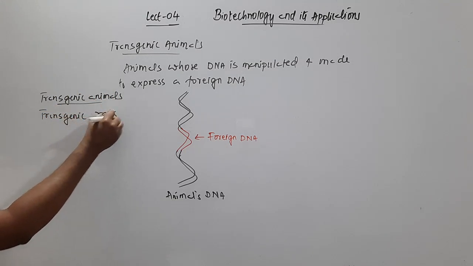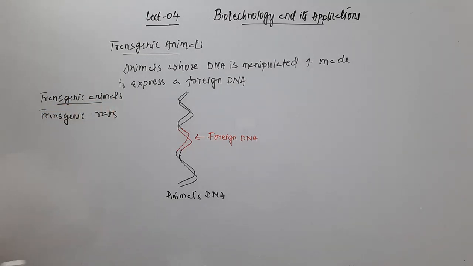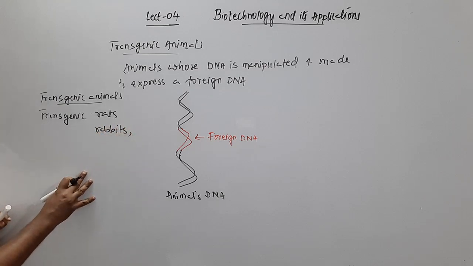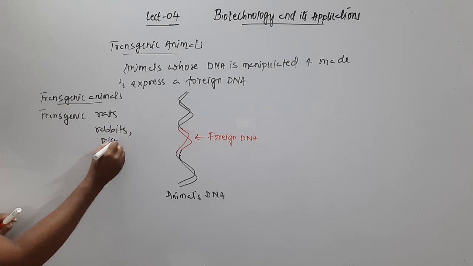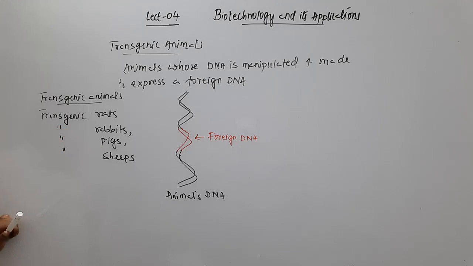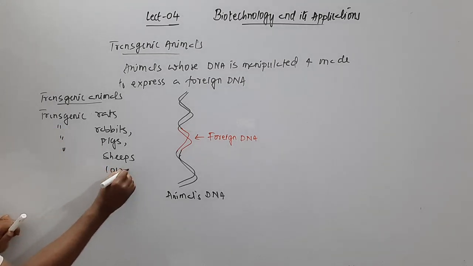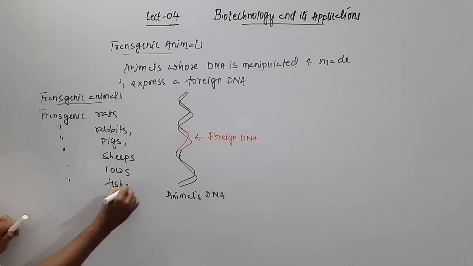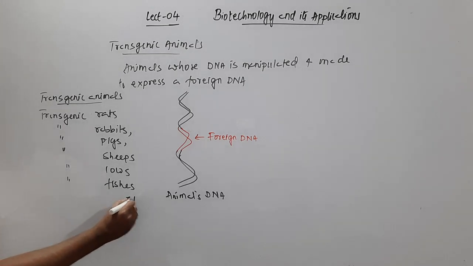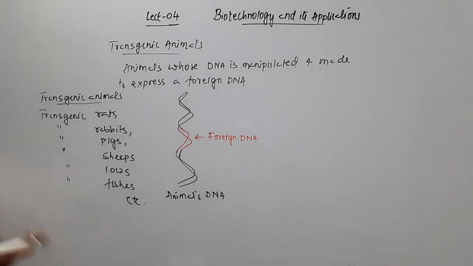So at present, we have already done it. We have generated transgenic rats, transgenic rabbits, transgenic pigs, sheep, and cows, then fishes, right? Some fishes whose DNA is altered, okay. These are some examples here.